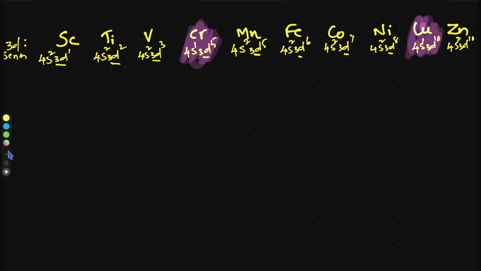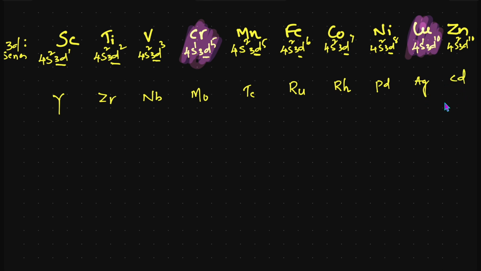Next we'll go to the 4d series. Below scandium, what element do we have? Yttrium, zirconium, niobium, molybdenum, technetium, ruthenium. Ruthenium is Ru, rhodium Rh, palladium, silver, and the last one is cadmium. So these are the elements.